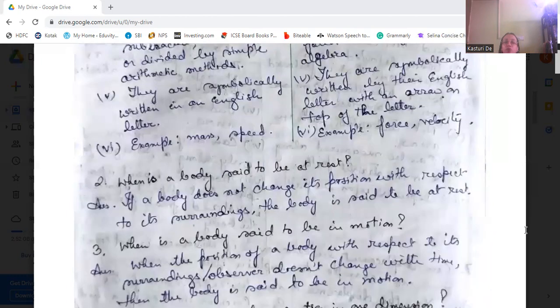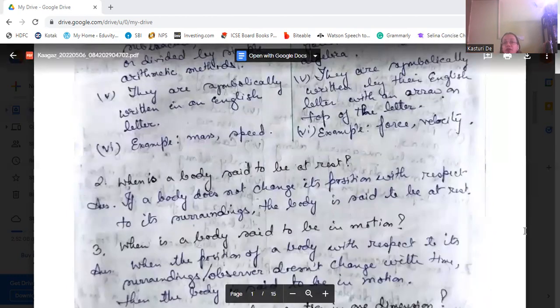Next, we come to the second question. What is a body at rest? A body is said to be at rest if it does not change its position with respect to its surroundings. With respect to its surroundings, this is very important, and you have to write it. If the body is not changing its position, then the body is said to be at rest.